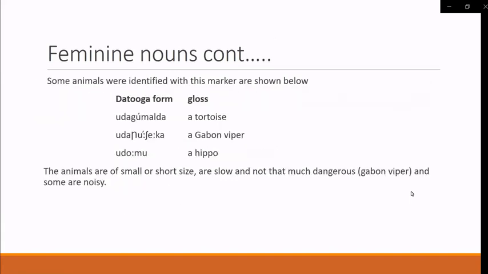Again, we have some animals that were identified with these markers, as shown below. We have Uda Gumalda, a tortoise; Uda Ngushek, a Gaboon viper; and Udo, a hippo. What we can see is that these animals are small or short in size, are slow, and not that dangerous, especially the Gaboon viper, and some are noisy. So the characteristics of these animals are short size, slowness, and not being that dangerous.